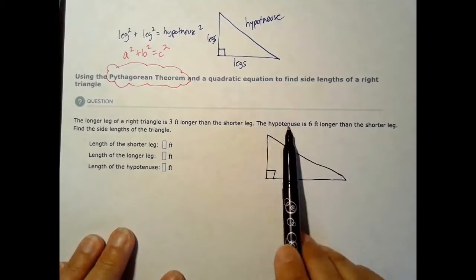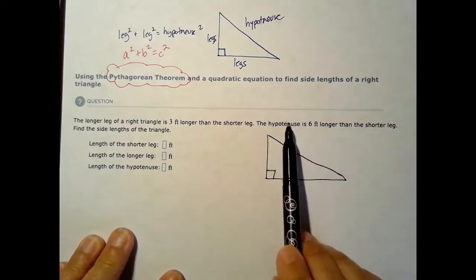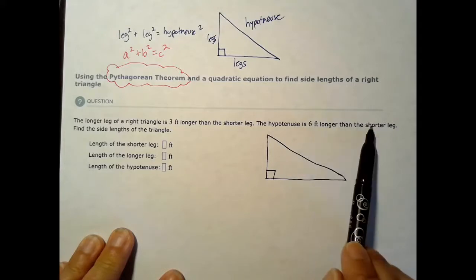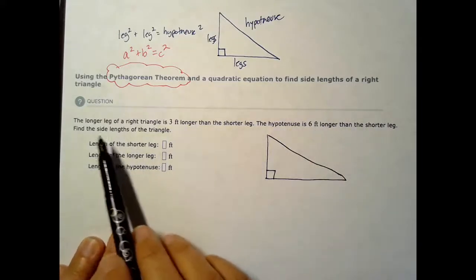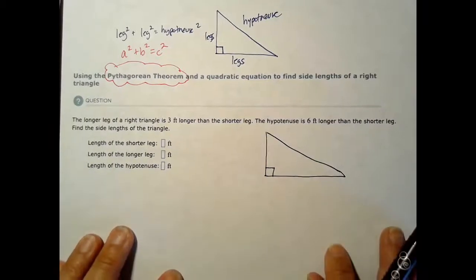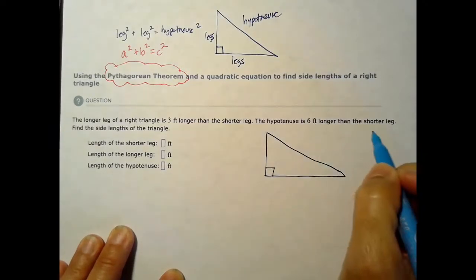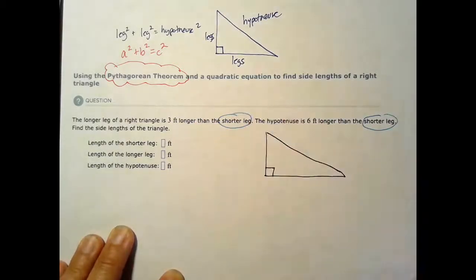Then the hypotenuse is 6 feet longer than the short leg. So to get the hypotenuse, I also have to know the short leg, because the hypotenuse is 6 feet longer, so it would be the short leg plus 6. Then it says find the side lengths of the triangle. So let's put the information that we know in the problem. We have to base everything off the short leg, because we need the short leg to find the other two. So that's going to be our x.